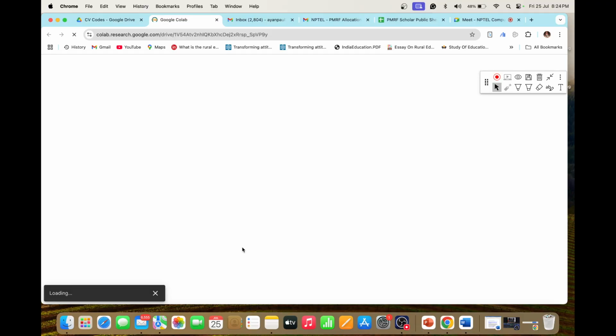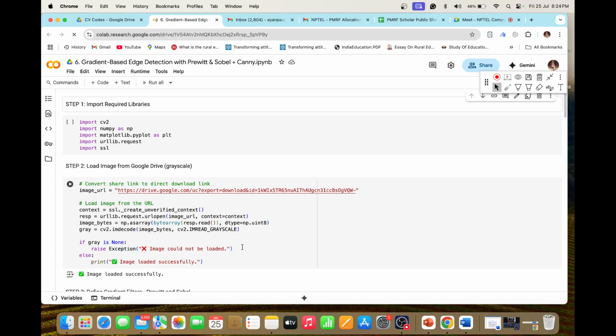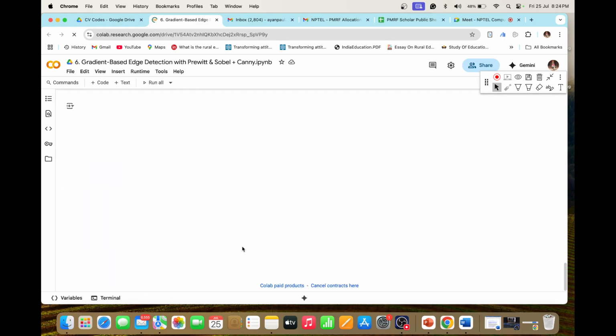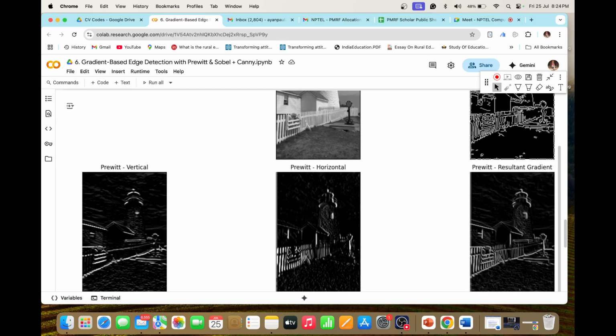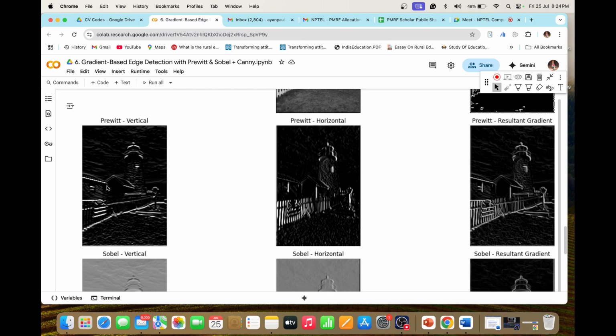That is this edge detection. Edge detection by whatever, like Sobel, Prewitt, etc. So you can easily see the results. This is our original grayscale image. This is the vertical Prewitt. You can see these vertical edges are seen. This is the horizontal, sorry, this is the vertical Prewitt.